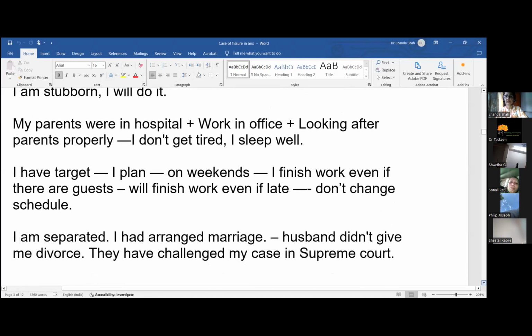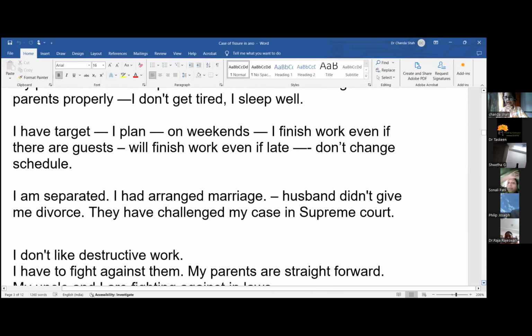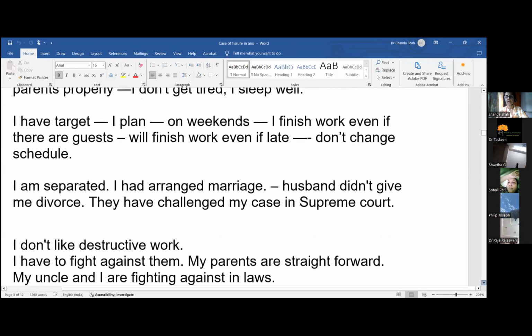She said, my parents were in hospital. Plus, I was working in the office. But I would look after my parents properly. I don't get tired. I sleep well. You know, I have a target. I plan. On weekends, I finish work, even if there are guests. And I will finish work before I sleep. Okay? I don't change my schedule.